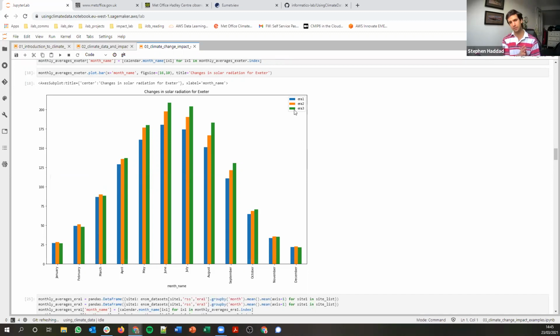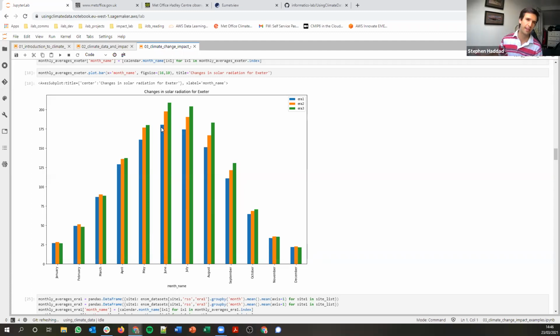And so we can see here some particular trends for this site. We can see how in winter, January, February, December, there's not much change in solar radiation. It's pretty dull and will continue to be. But in summer, June, July, August, we can see in each of those 3 months, total solar radiation is well up in era 3 compared to era 2 and era 1. So there'll be a noticeable increase in solar radiation.